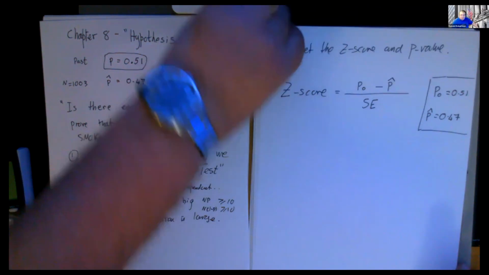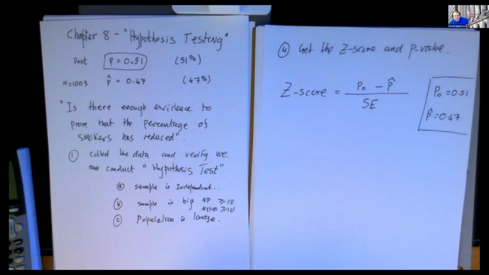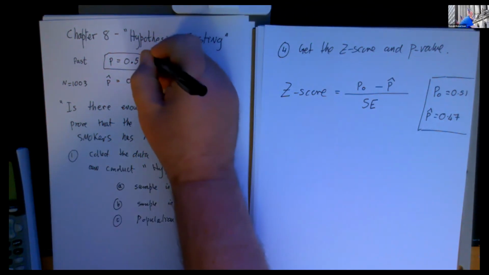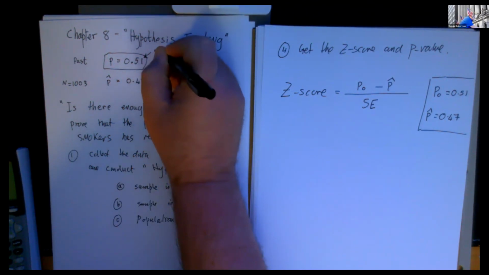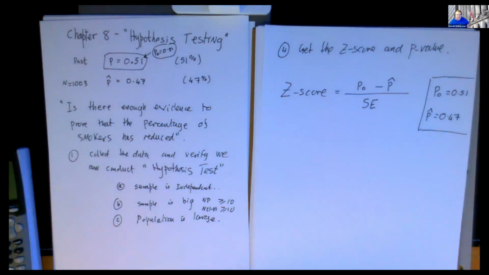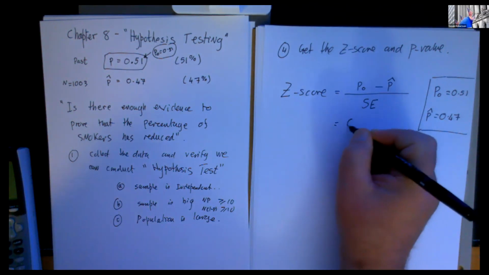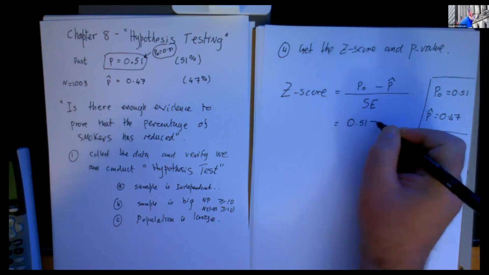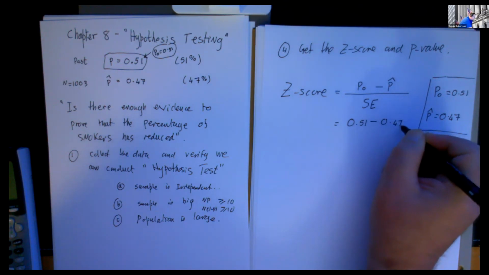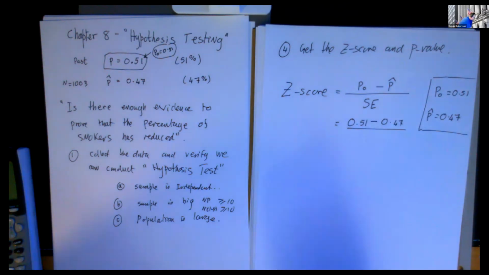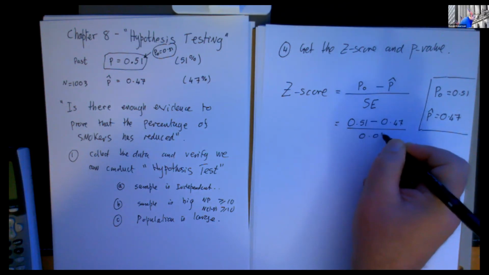The reason I'm using P naught is because when you look at the textbook and you look at some of the examples, that's a very common way of writing the formula. So I want us to get comfortable with it. So you see this little guy here? That's just the name we give to the value of P. It's called P naught. Now, in this case, it's 0.51, take away 0.47, divided by a standard error of 0.016.